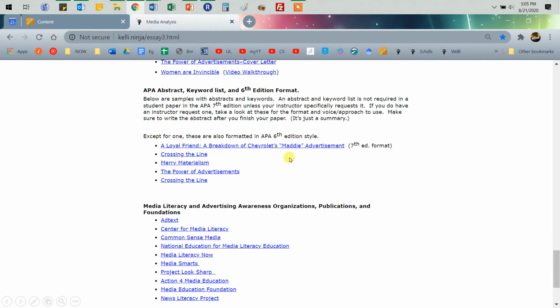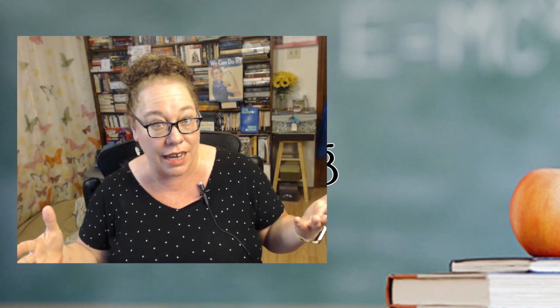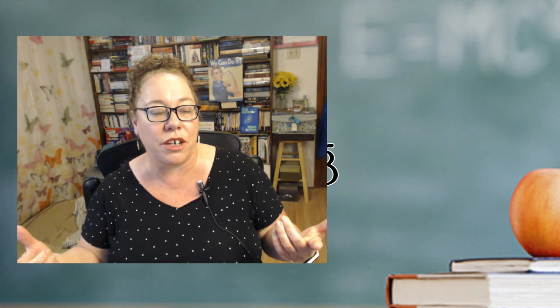There's also information about doing an abstract with APA 6th edition, which is the old edition. If you have a teacher that says, I want you to do an abstract, you can look at these. These are good samples of abstracts overall. And then there's even more stuff that you can use. So that's what all is in the media analysis stuff. Those are your sources and resources, so make sure to use those.